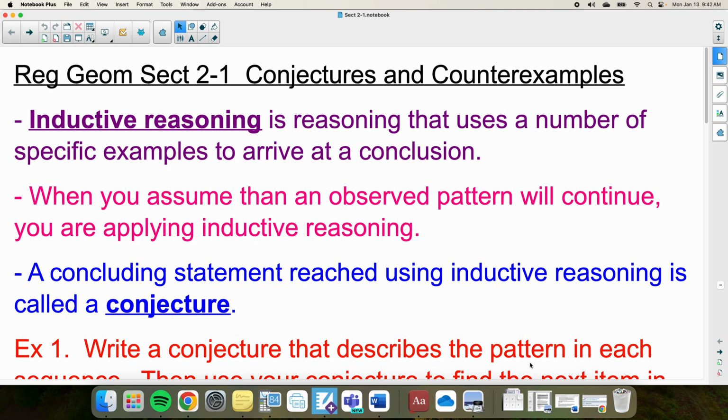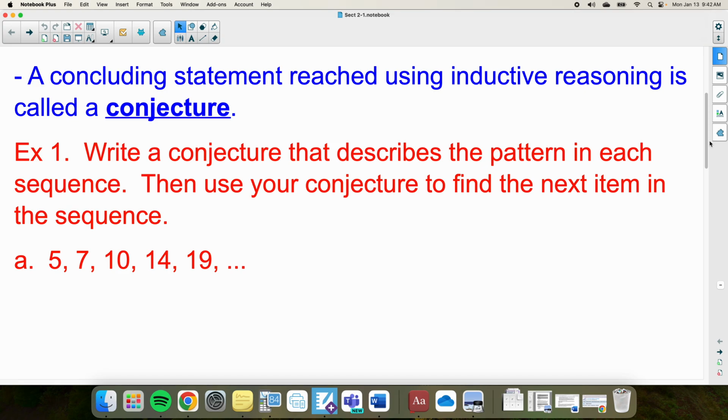And when you're doing that, that is called inductive reasoning. So inductive reasoning is when you look at a lot of specific examples to arrive at a conclusion, okay? So when you make a conclusion about something coming up like that, that is called a conjecture. A conjecture in math is kind of like a hypothesis in science. It's kind of like an educated guess about what is coming next. So that's what we're going to do first.